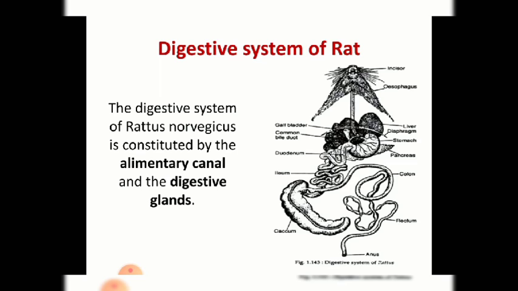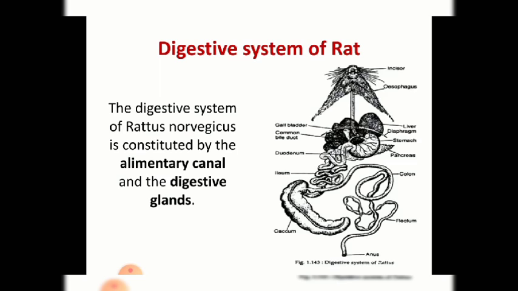Next we'll talk about intestinal glands. Intestinal glands are very small, lining the inside of the intestine, and they secrete intestinal juice. They also help in the degradation of proteins, lipids and carbohydrates.